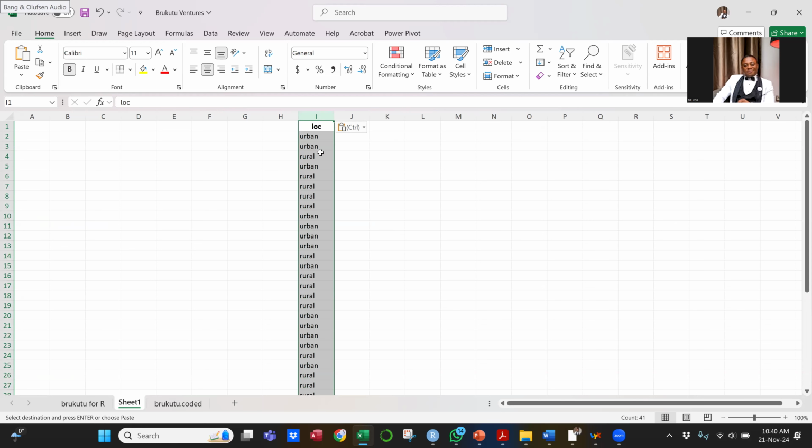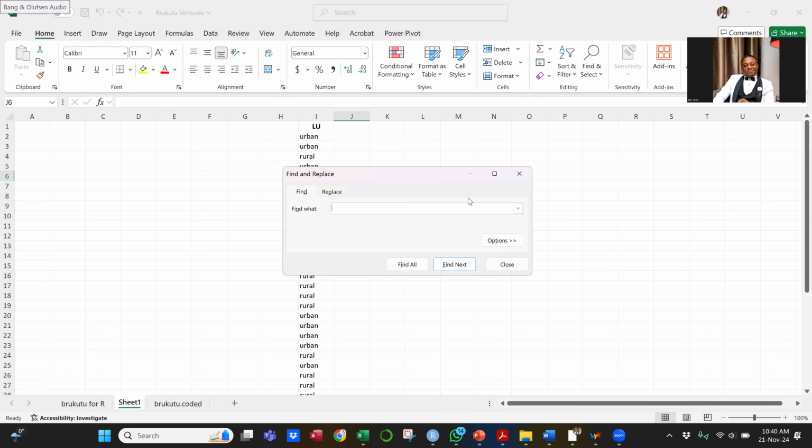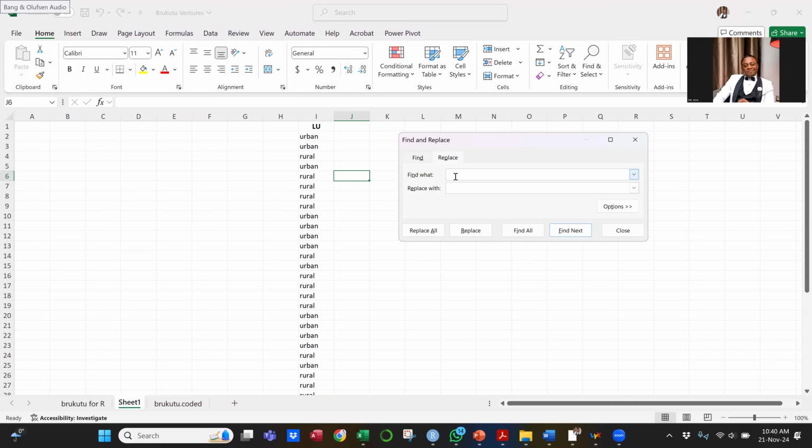So you see this new sheet I've created. I have put location, but I'm going to label it as LU. Then you go to Control F. Control F will do search, find. And then select replace. So you choose replace, find and replace. And then you type find what? Under find what? Type urban. See, that's why I've separated the sheet.